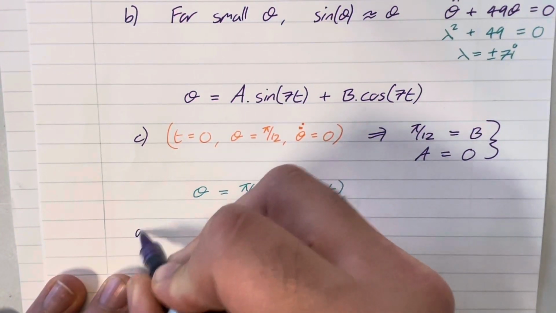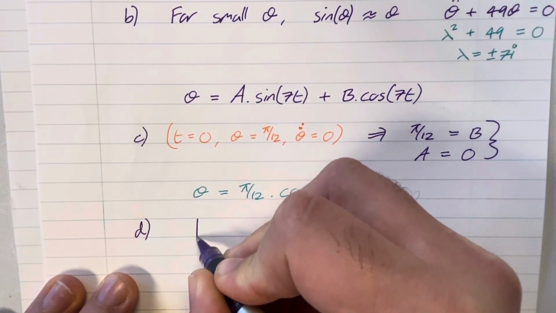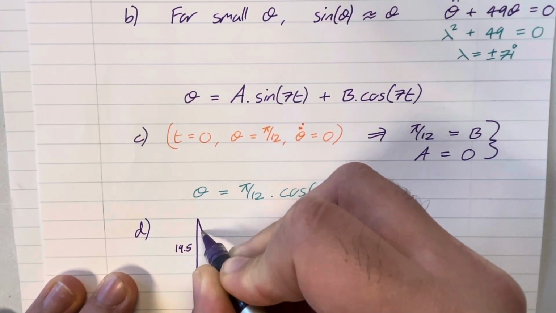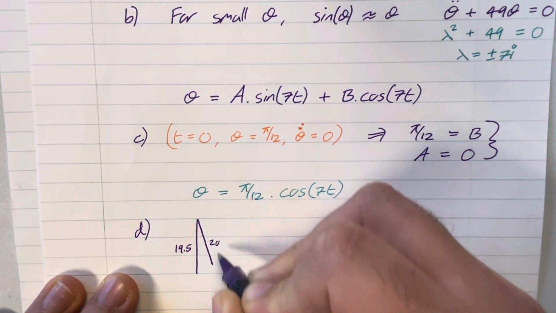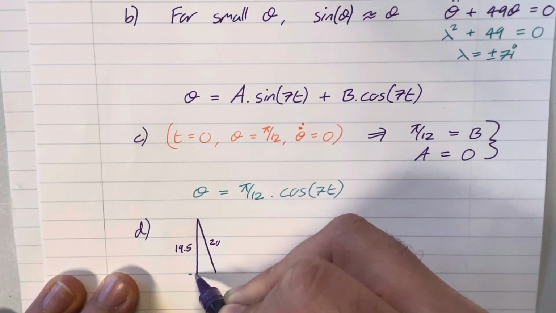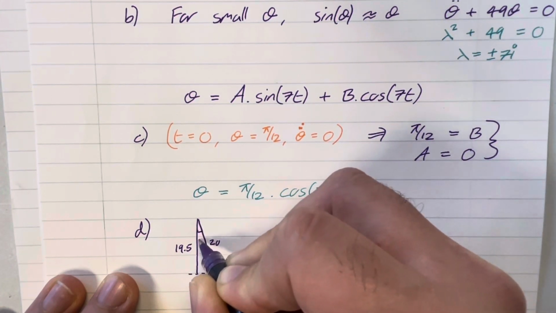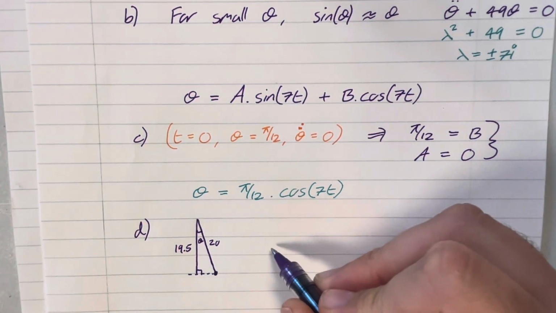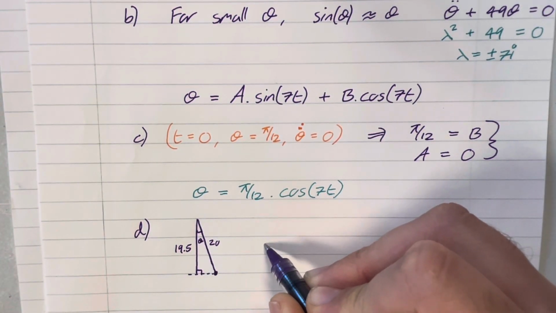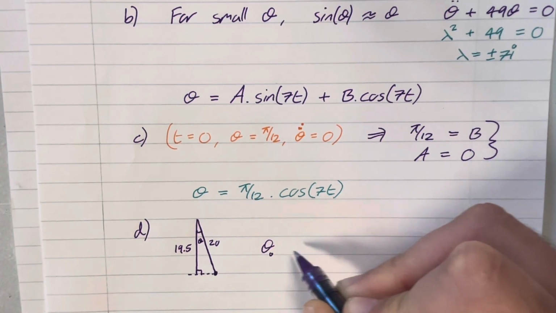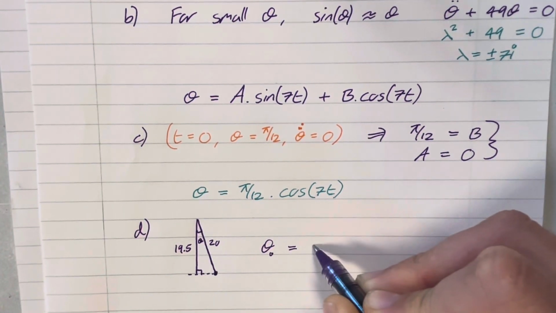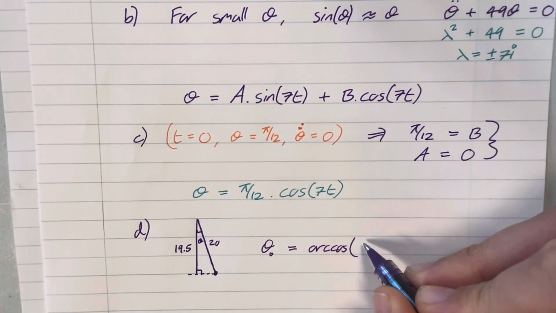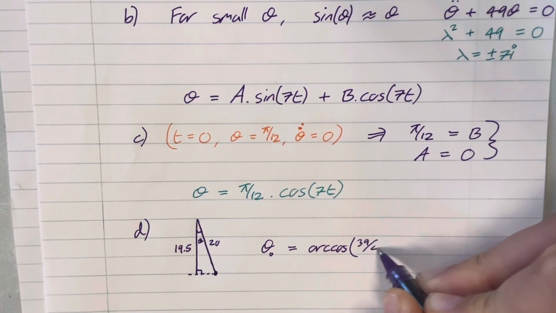So I need a theta value for this. If it's 19.5 vertically below the ceiling, and that length there is 20, then what is my value of theta at this time? Okay, so there's my diagram there. So theta, or the critical value of theta, I'm going to call this maybe theta 0. That is going to be equal to arc cos, because I'm dealing with the adjacent and hypotenuse, of 19.5 over 20, which is 39/40ths.